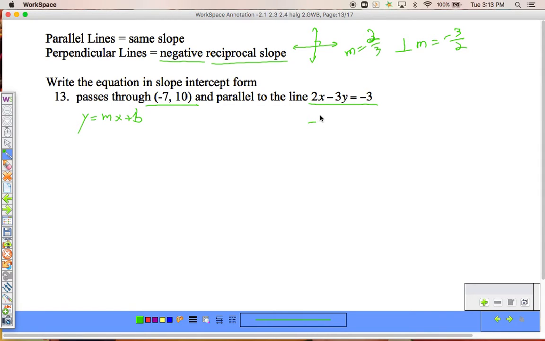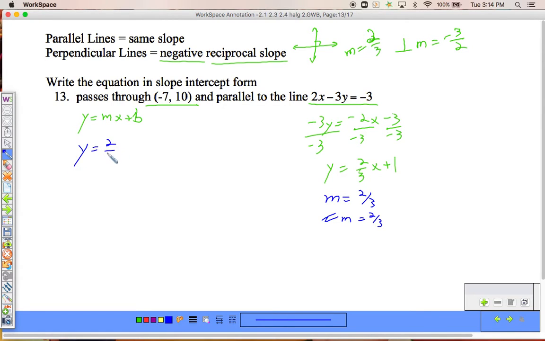So the first thing I'm going to do, I'm going to find the slope of this original line. I'm going to subtract the 2x and divide by -3. So my original line has a slope of 2/3. So the line I want to find, the parallel slope, is also going to be 2/3. So that's half my answer. So I found the slope of this line. And since I want a parallel line, I'm going to use the same slope.